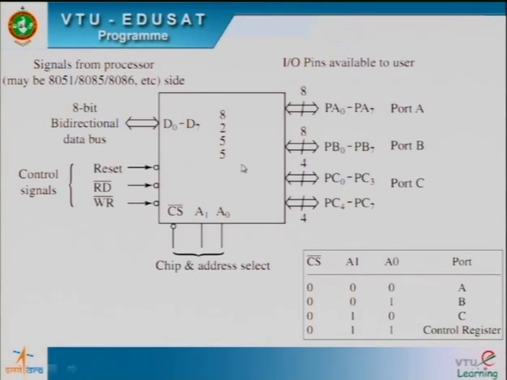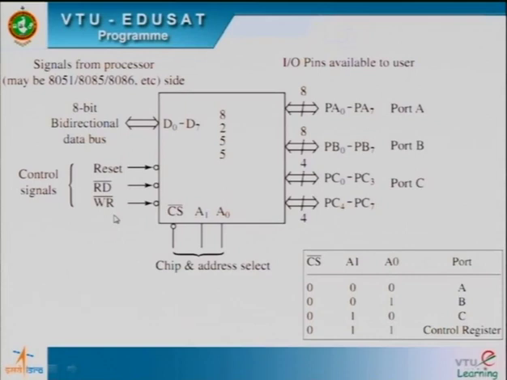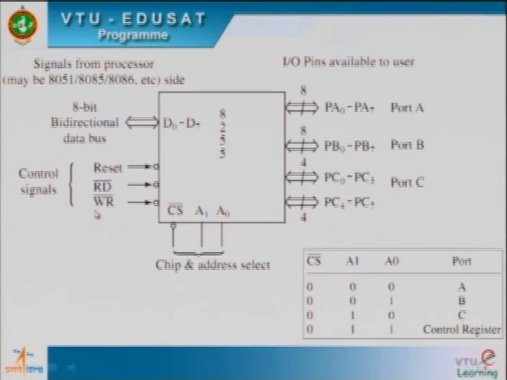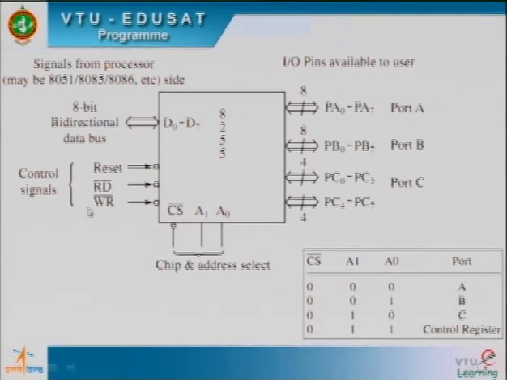We need 4 addresses, one for selecting port A, one for selecting port B. So when port A is selected, whatever data is there on D0 to D7 will be routed to port A if it is an output port. If it is an input port, the data from port A will be routed to D0 to D7. Whether it is output or input is decided by read bar and write bar. This read bar and write bar will be connected to memory read and memory write if it is memory mapped I/O. If it is I/O mapped I/O, the corresponding signals are I/O read and I/O write.